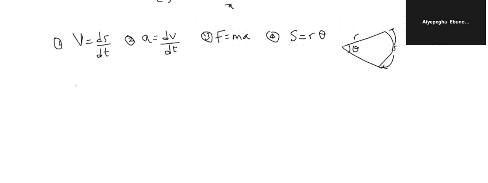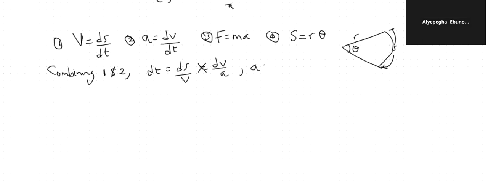Combining 1 and 2, I'm going to get dt equals ds over v, the same thing as dv over a. So if I cross multiply, I'm going to have a ds equals v dv. So you can get the third kinematics equation, although this one is dependent. Okay, now this is possible.